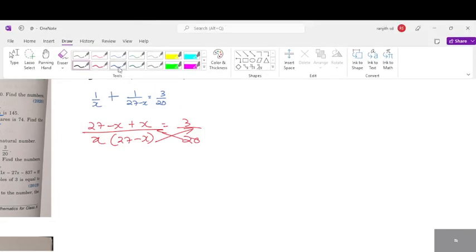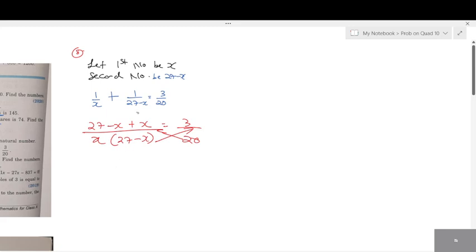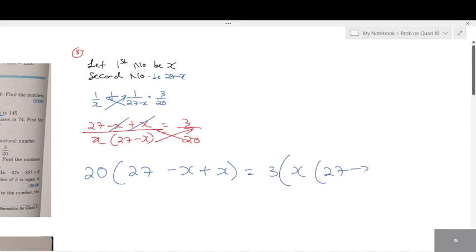First step, 27 minus x. When you cross multiply, you get minus x plus x in the numerator, and minus x plus x will get cancelled. So just bring this side. Let me write 20 into 27 minus x plus x is equal to 3 into x into 27 minus x.